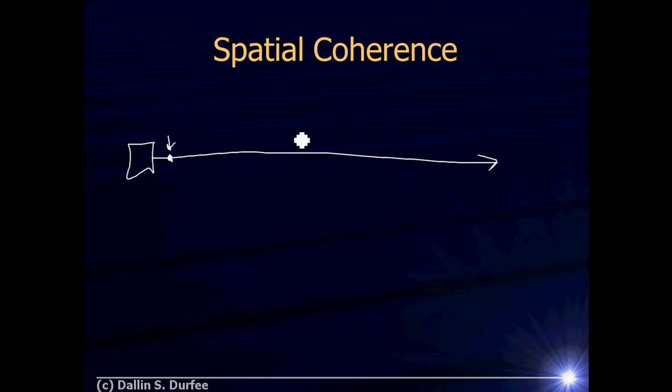Spatial coherence says, imagine I have a big laser beam here, all right? Here's my laser beam propagating. Spatial coherence says if I look at my beam here and I look at it here, how well does what happens here correlate with what happens here? Can I predict what's happening here based on what's happening here?